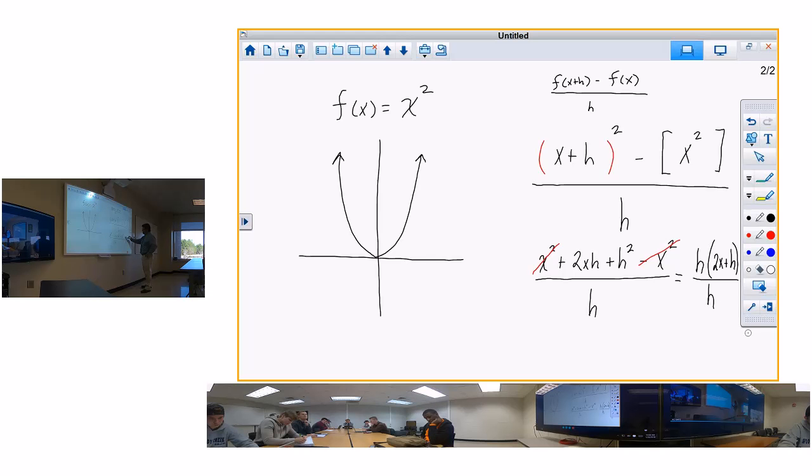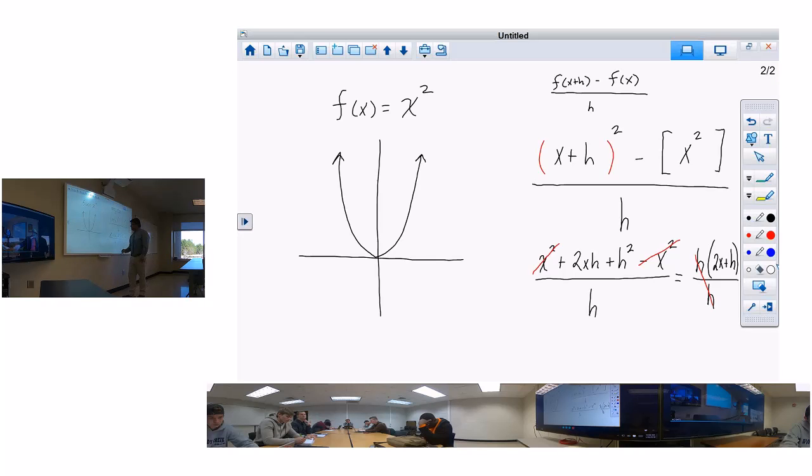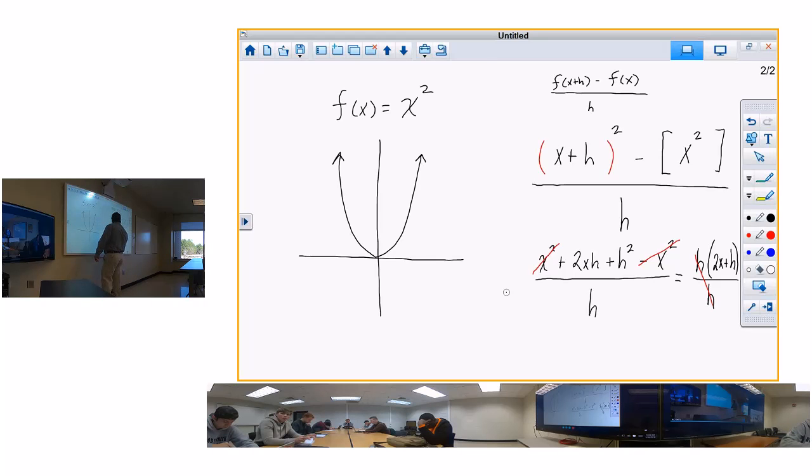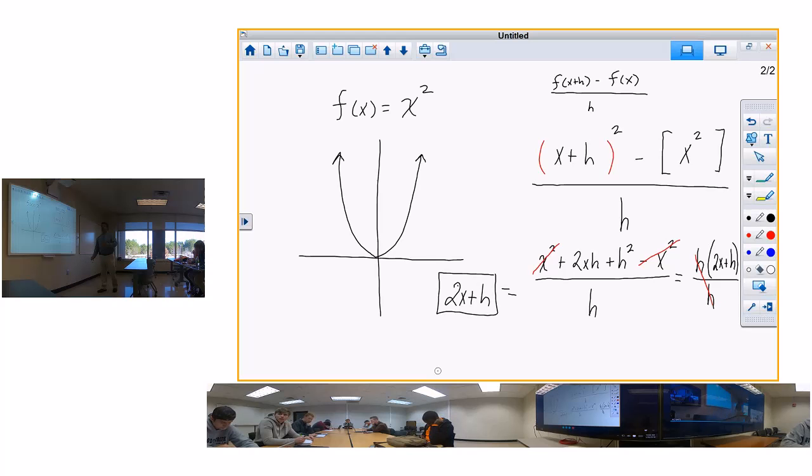And what happens to the h's right here? They cancel. Oh no, we're left with a variable. Yeah, you're right. 2x plus h. Well, that's not a number. That's got a variable in it. That's right, and that's where the limit comes in.